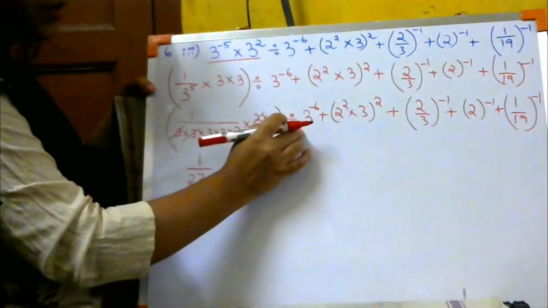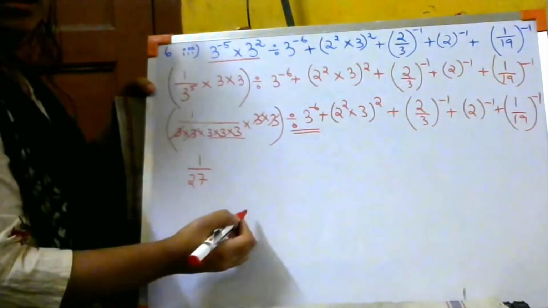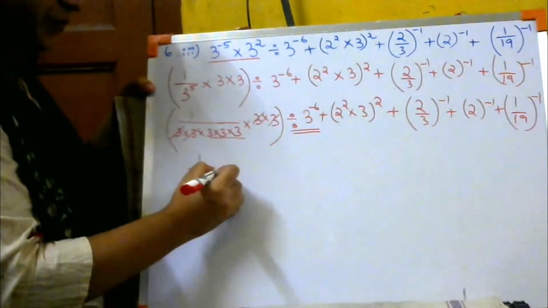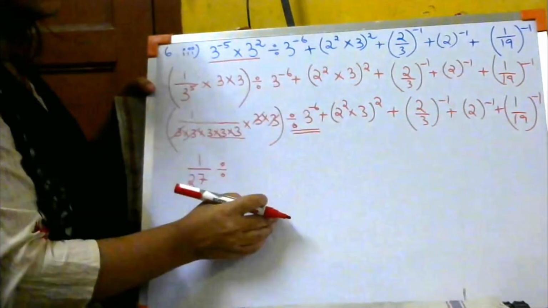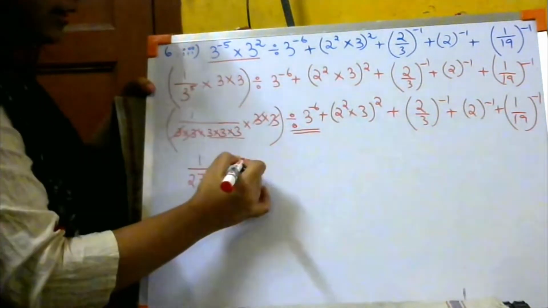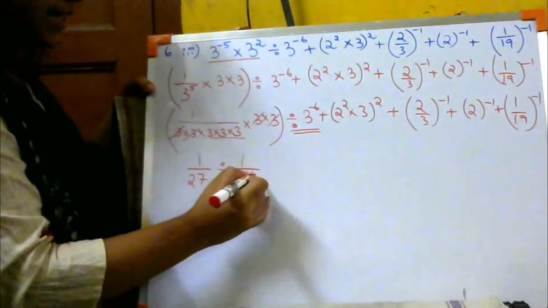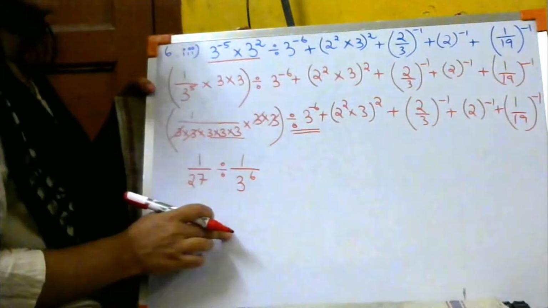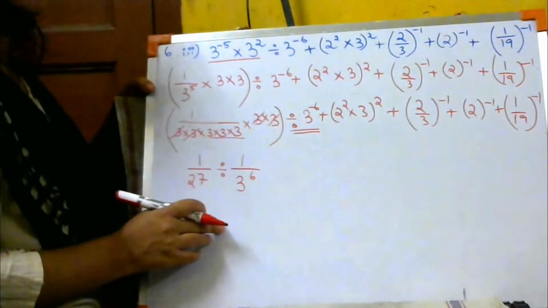Now, let us talk about this portion. ठीक है? Divided by 3 to the power minus 6 मतलब exponent law 1. 1 by 3 to the power 6. Clear? If you know exponents law, then only you will understand what I am doing. So you need to learn up the laws.